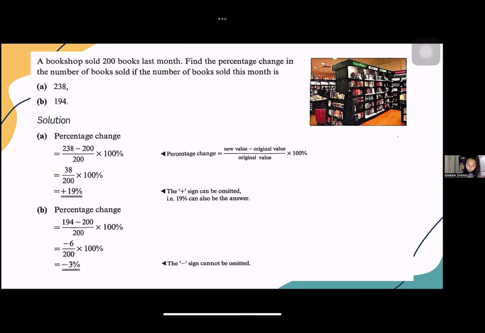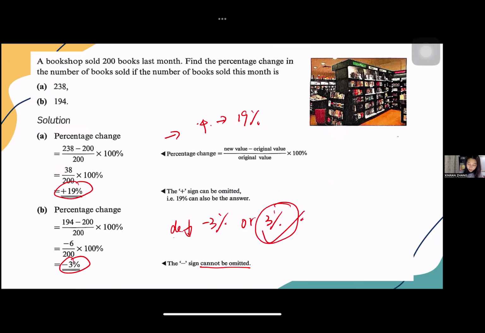So for this one, these are the two questions. For this one, we can see the percentage change is 19%. What about the percentage increase? It's also 19%, right? And for this one, the percentage change is minus 3%. What about the percentage decrease? Is it minus 3 or 3? It's 3, right? Because the decrease already means the negative number.